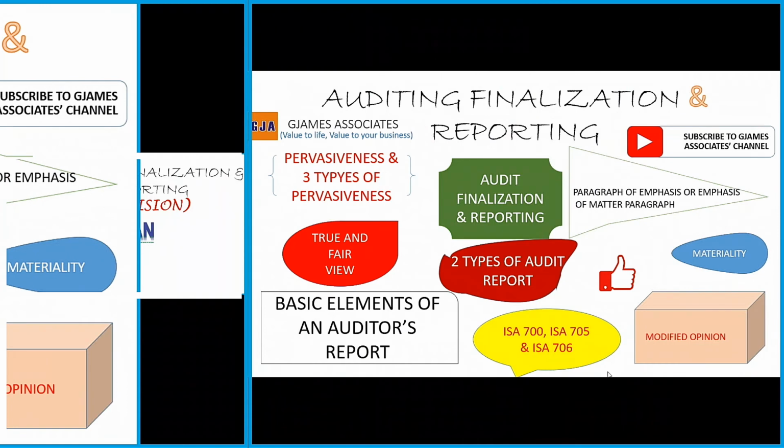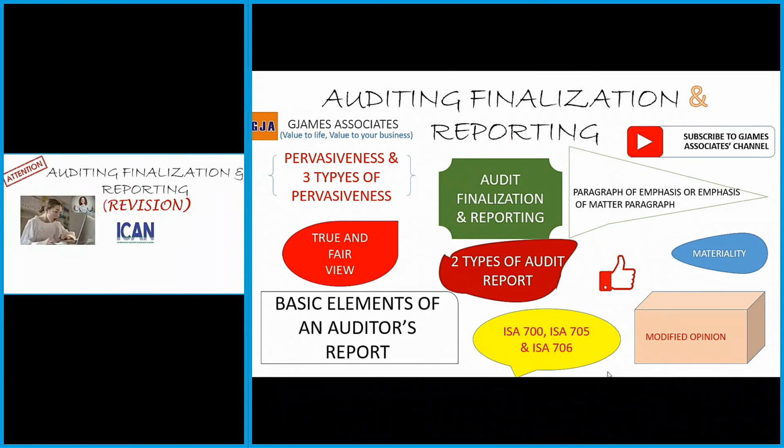So let us move on to types of audit reports. We'll be talking about the unmodified report, which we can call the unqualified audit report, and the modified audit report, which we can also call the qualified audit report. So now, when we are talking about an unmodified audit report, what do we mean?